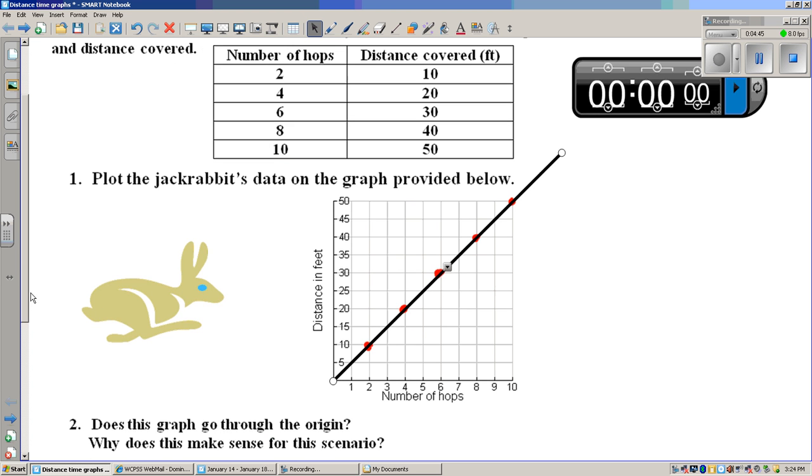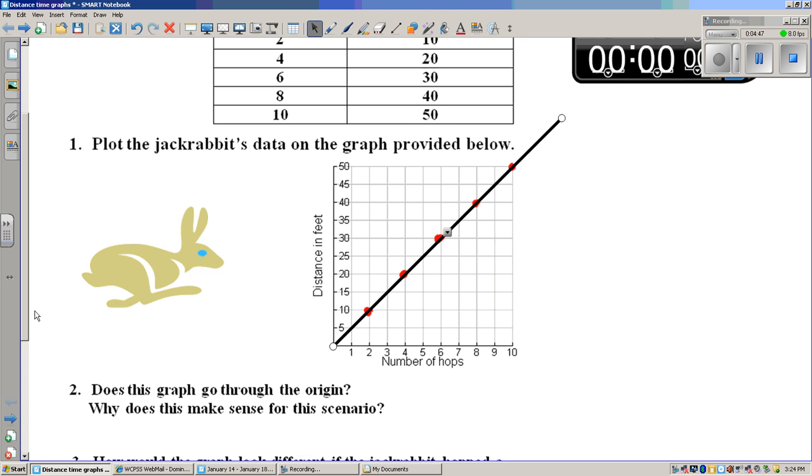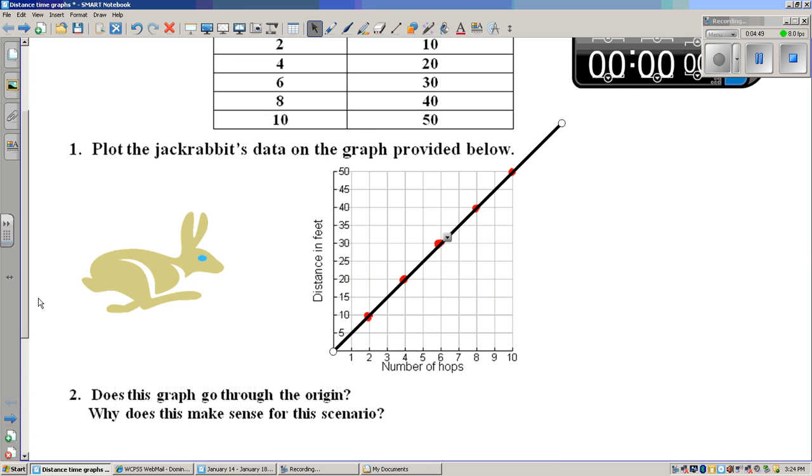All right, so now that we've plotted those, question 2 says, does this graph go through the origin? Does this graph go through (0, 0)? Sure it does. When we connected those points, our line would go through (0, 0). Why does this make sense for this scenario? Well, hopefully you said because if the bunny doesn't hop anywhere, then there will be no distance covered.